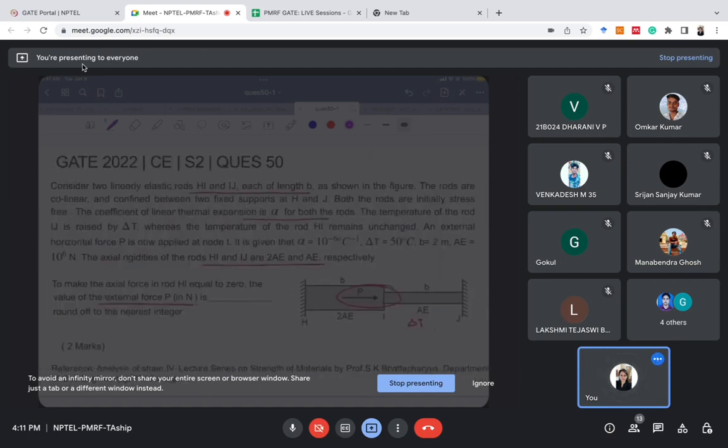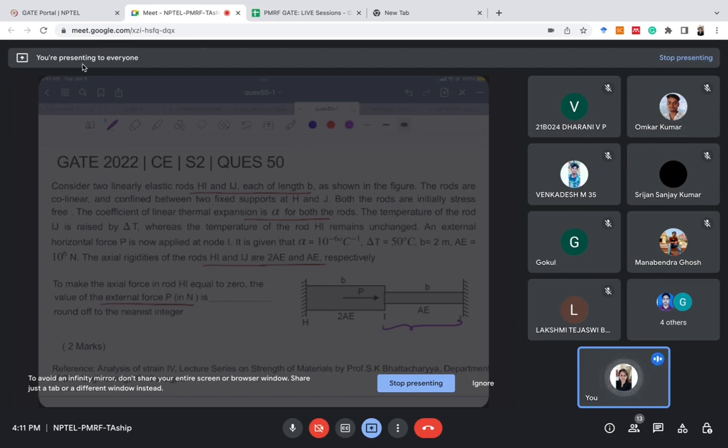The question was, there is a bar in which the temperature is increased. Not the temperature of the entire bar, just the temperature of this IJ part is increased. So what happens if the temperature of a bar is increased?